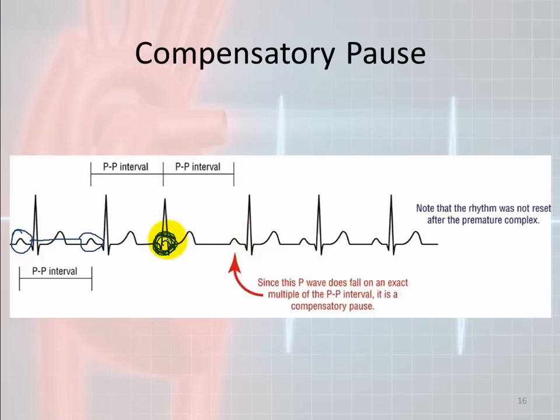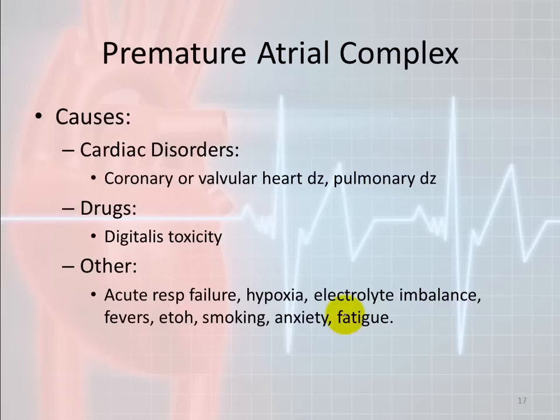And the answer is it wasn't affected at all, because your next P to P interval occurred normally right here, which means if you look from the front to the back side of the strip, if you take your calipers and march here, the next march will be here and the next march will be here, right where it's supposed to be. This is a compensatory pause, which means it marches out from the front to the back. These are some causes of premature atrial complexes: cardiac disorders, drugs, and other stuff. It's all pretty straightforward stuff.